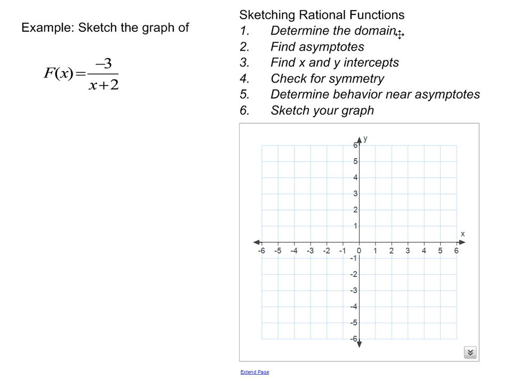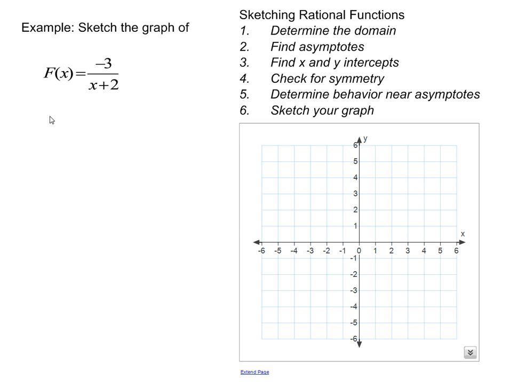The first thing we want to do is find our domain. The next thing we're going to do is try and find any vertical and horizontal asymptotes. We're going to outline those on our graph, and then try and find any x and y-intercepts for the graph. We're going to check for any symmetry, if any symmetry does indeed exist. We're talking about even or odd symmetry specifically. We want to determine the behavior near the asymptotes and finally get a sketch of this graph. So let's see how that works.